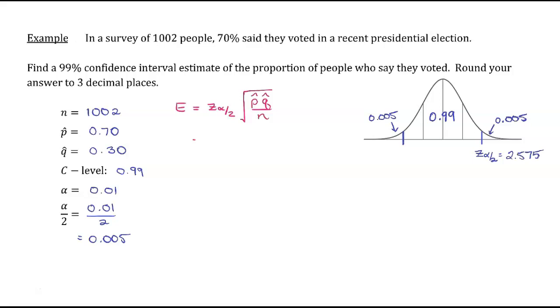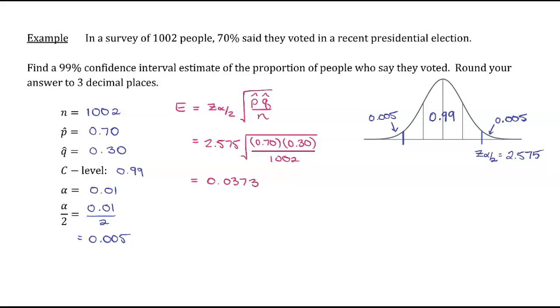So in our calculation for the margin of error, we have 2.575 times the square root of p hat 0.70 times q hat 0.30 divided by n, 1,002. Putting this into our calculators, we find that E is equal to 0.0373. Notice that I held on to one more decimal place than what I'm really going to need at the end.